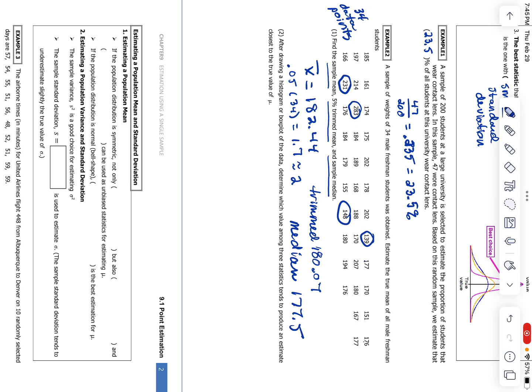All right, when you want to find the estimate for the true mean, you want to use your sample mean. But there are other estimates. You can use the median, you can use a trimmed mean, but when you want to estimate the true mean for the population, use the sample mean.